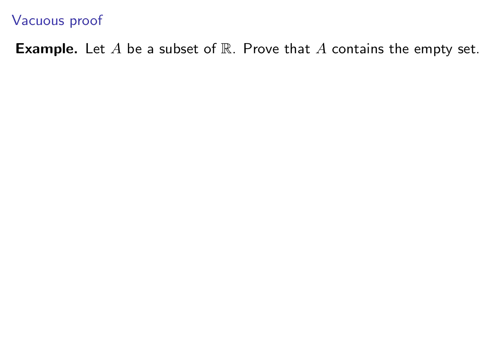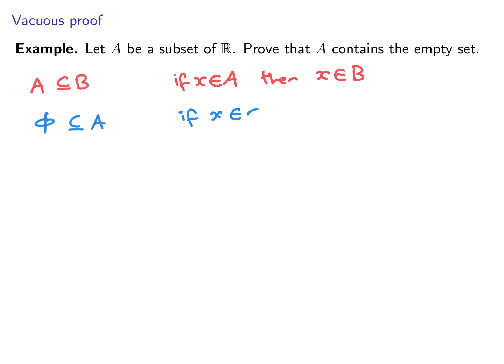Prove that for any subset of real numbers A, that A contains the empty set. Okay, remember that if we want to prove that A is a subset of B, this is basically proving this implication, right? If X is in A, then X is in B, okay? I should probably use different letters, but anyway, it doesn't matter. So now if we want to show that for any subset of real numbers A, the empty set is a subset of A, what do we want to show? We want to show that if X is in the empty set, then X is in A. This is the implication that we want to show, right?